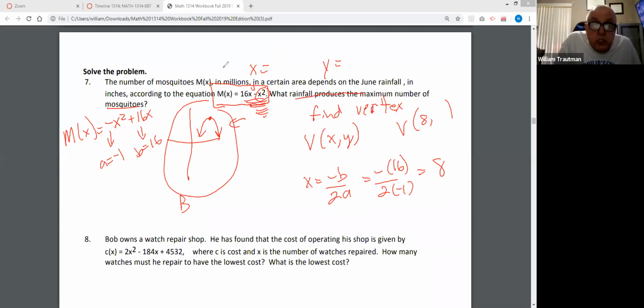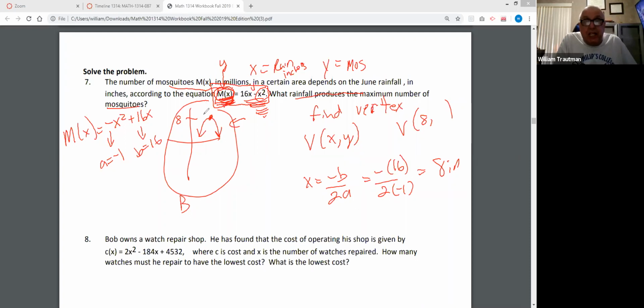Look, wouldn't you agree that the function is the Y value? And that's mosquitoes. Do you see the mosquitoes in millions? So the Y value is mosquitoes. The X value is the inches of rain. So you can look at the function and see what the Y value is. The Y value is mosquitoes. So the highest point is 8 inches of rain.